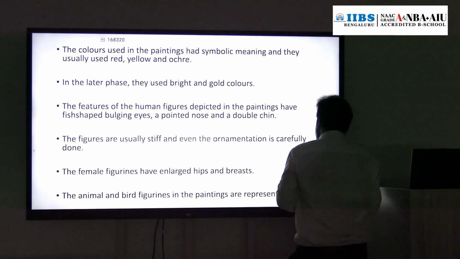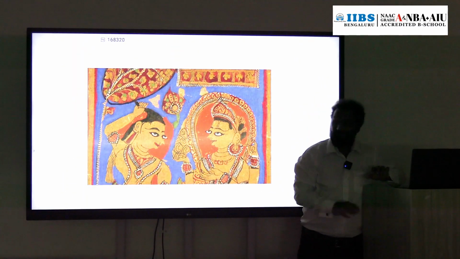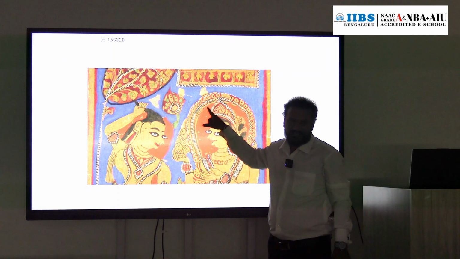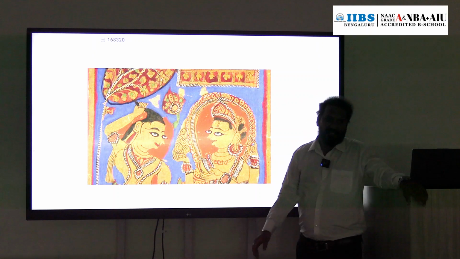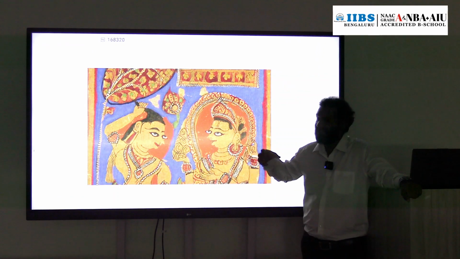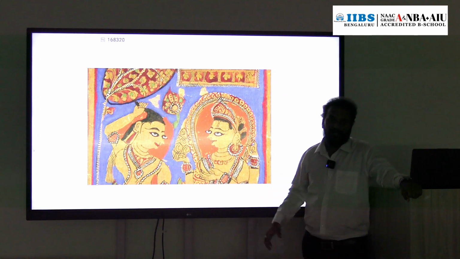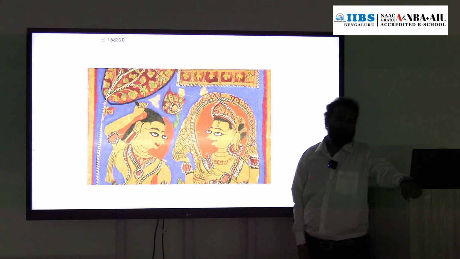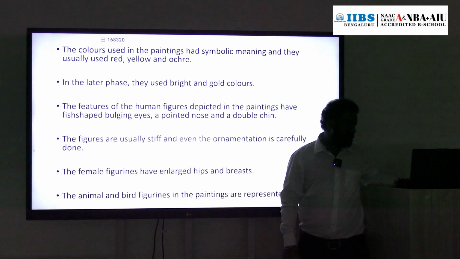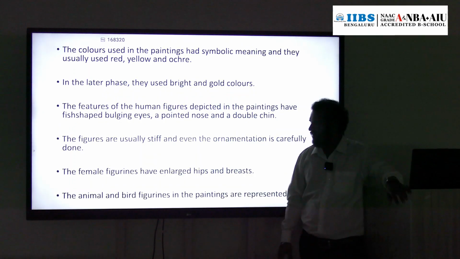You check ornaments, right? Ornaments are also painted carefully. Women are there, right? So women's figures are enlarged, big figures compared to the men. They have big breasts and big hips. Okay, so this is about the Apabhramsa school of painting.